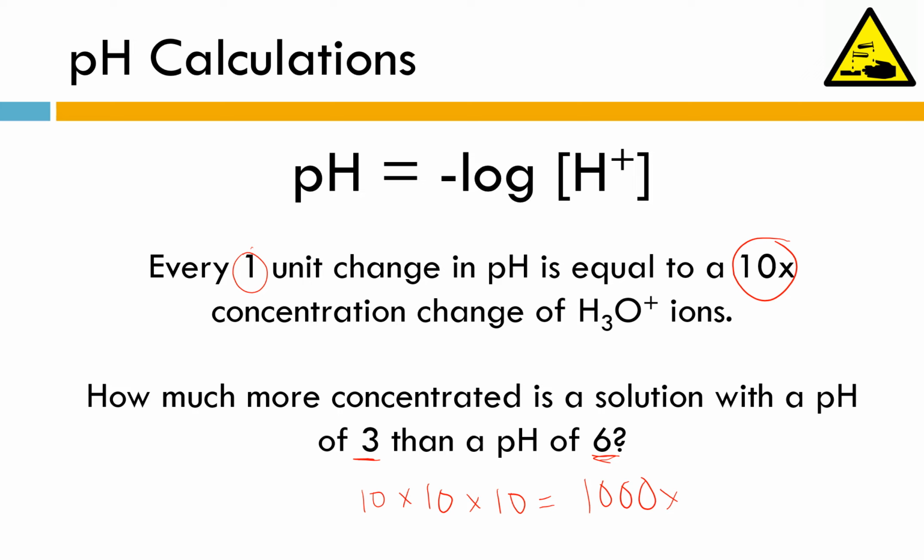A really common mistake is to take the number of units change, in this case 3, and multiply that by 10 and come up with 30 times more concentrated. Don't do that. That is not how this works. You have to multiply them. So again, every 1 unit change in pH corresponds to a 10 times concentration change of H plus or H3O plus ions.